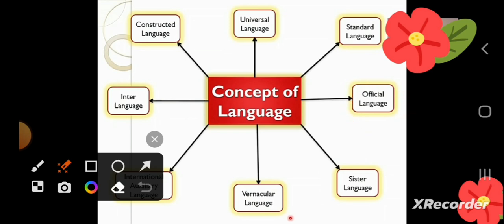Official language. A language that is given special status by a government for use in official documents, legislation, and government proceedings. Countries may have one or more official languages.